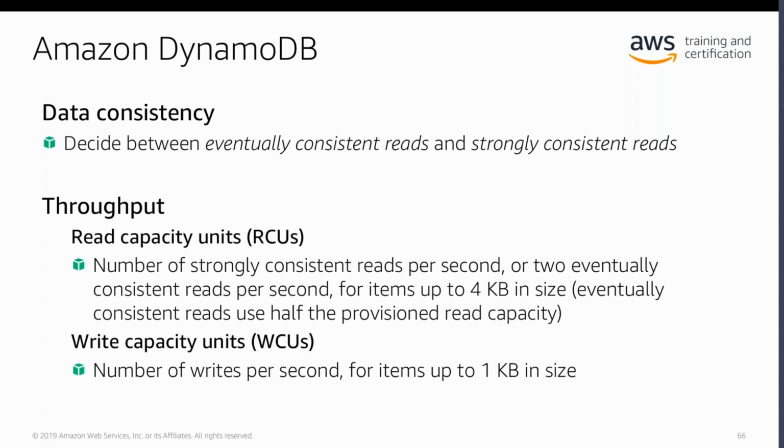Read capacity units are specified in 4K blocks, and write capacity units are specified in 1K. So however many 4K reads you're going to do per second, and however many 1K writes you're going to do per second, helps to appropriately size your specific DynamoDB table.